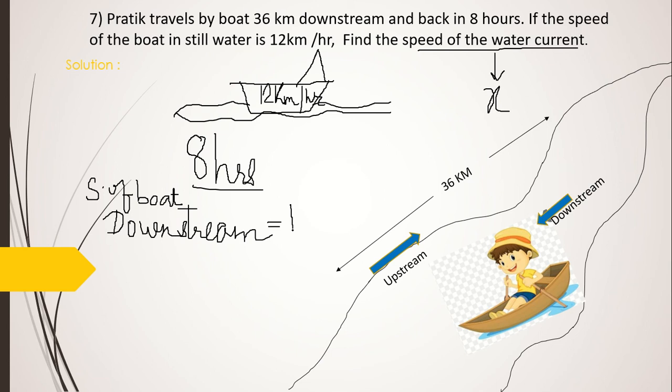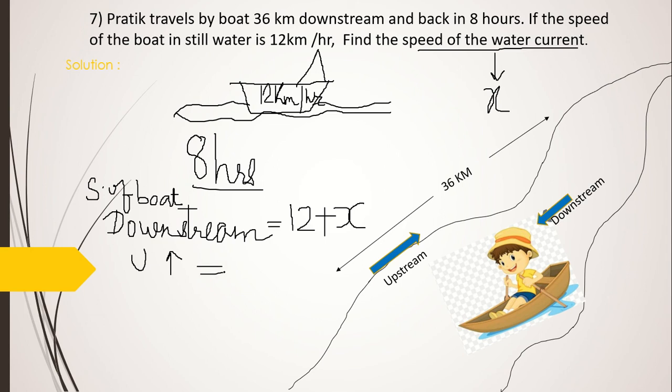So the speed of the boat downstream will become: in still water the speed is 12, plus it gets an additional push from the water current. And how much is the speed of the water current? We have assumed x. So 12 is the speed of the boat, plus it gets an additional x from the water current. So the total speed of the boat downstream became 12 plus x. And the speed of the boat upstream, I'm just making an arrow like this, upstream.